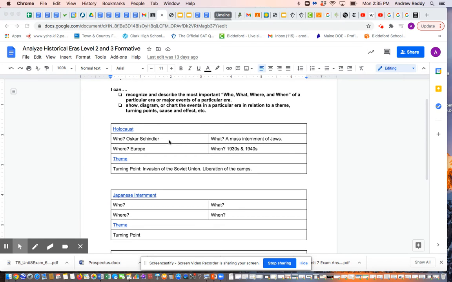One of the important people from the Holocaust was Oskar Schindler. What the Holocaust was: the mass internment of Jews. It occurred where? In Europe. When? In the 1930s and 1940s. And then I asked people to choose a theme.